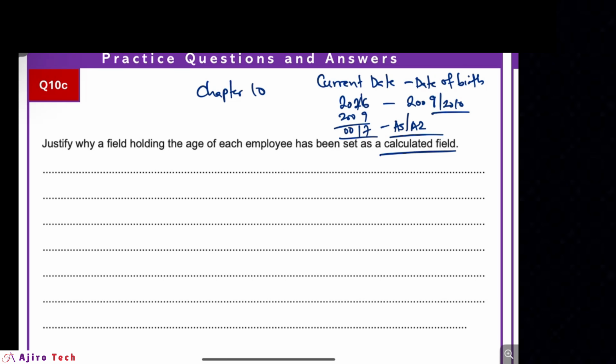So then, justify why a field holding the age of each employee has been set as a calculated field. We need to justify. And what a calculated field does is to update automatically, remains what? Accurate, right? And reduces every form of what? Human error. And age changes every year, so it shouldn't be stored permanently.